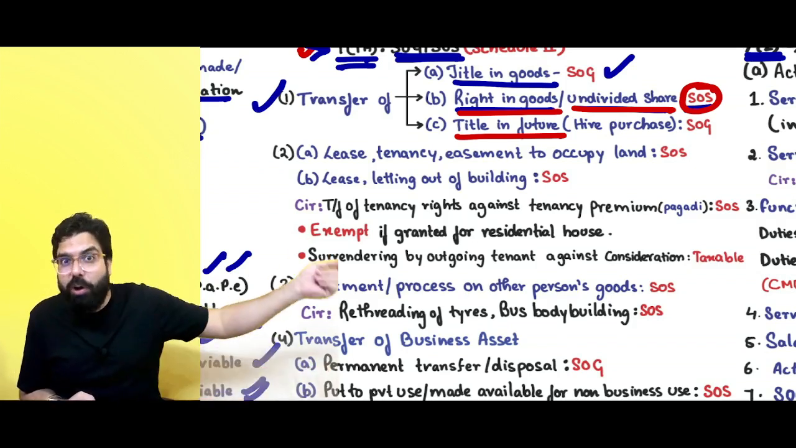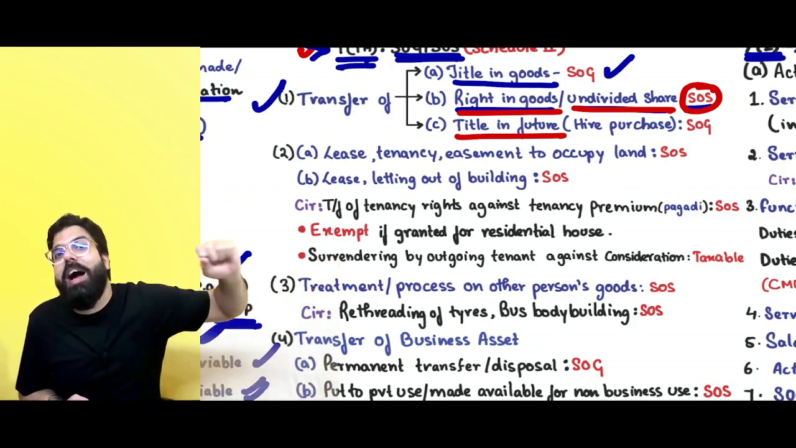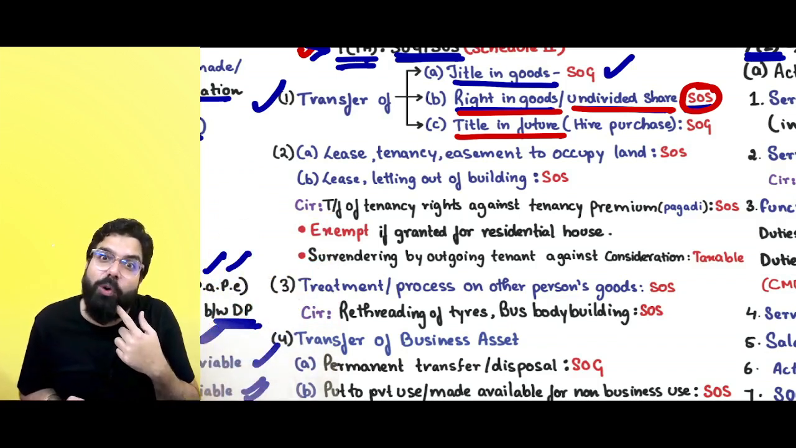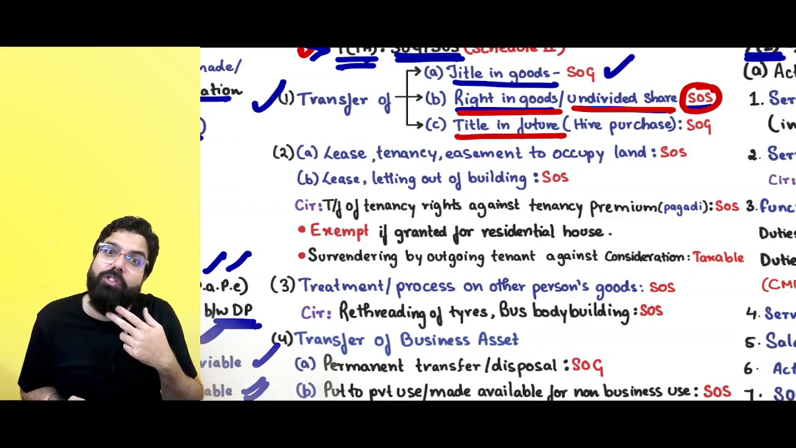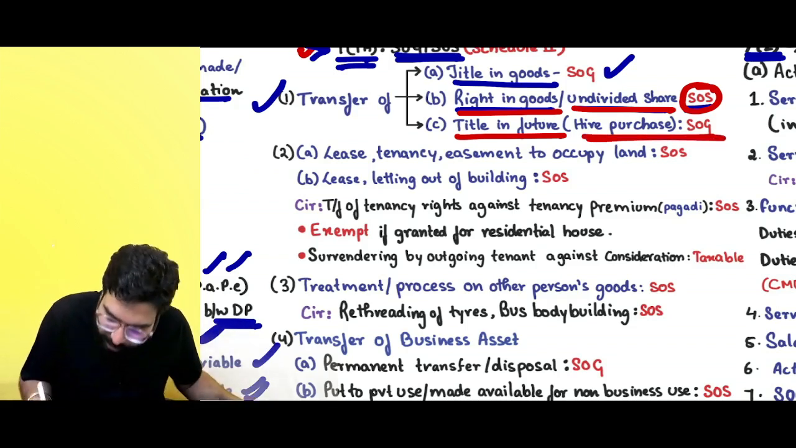For an example, one showroom wala gave you a car on hire purchase, car on installment. He has given you goods, which is the car. On installment may sound like a service, but it will always be a supply of goods.